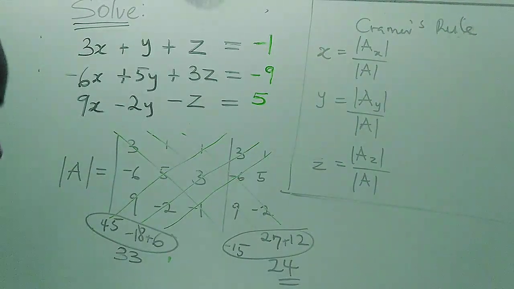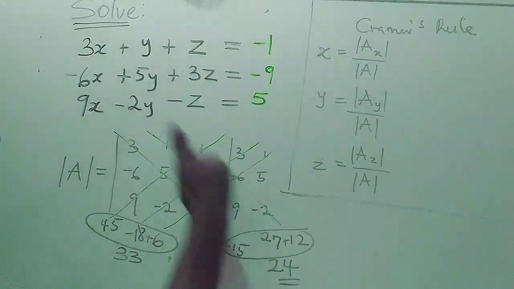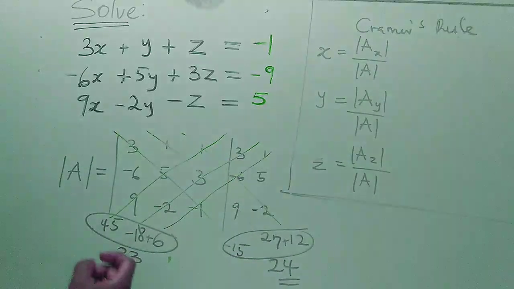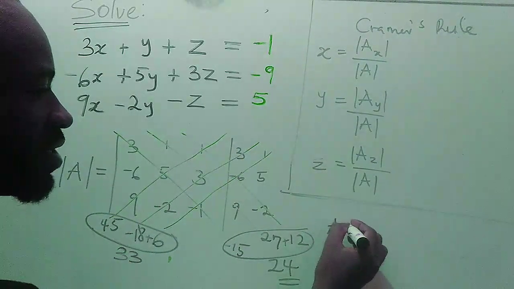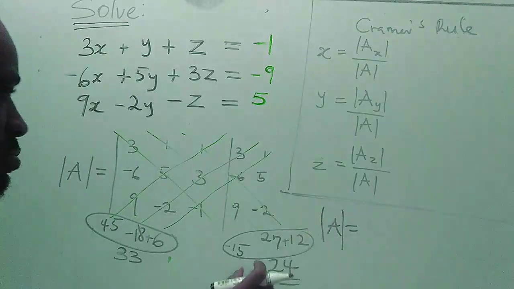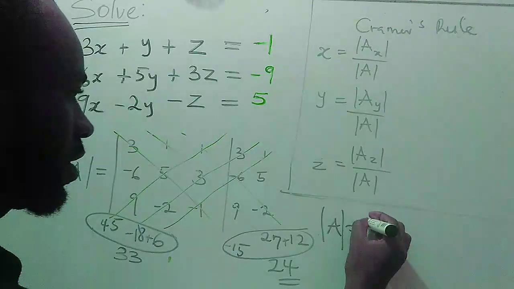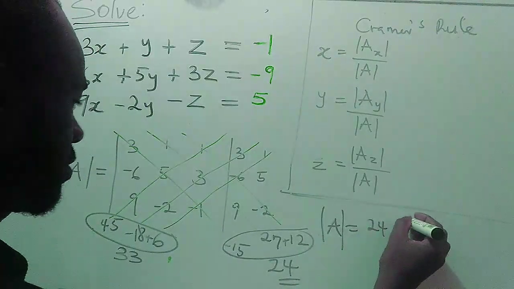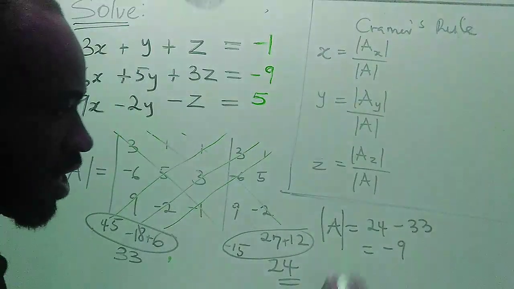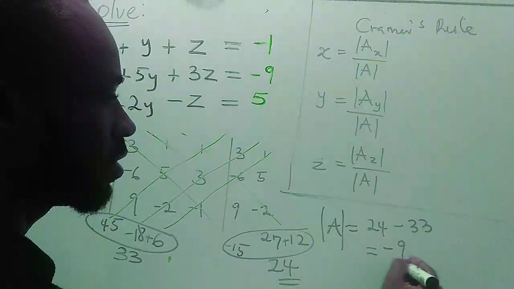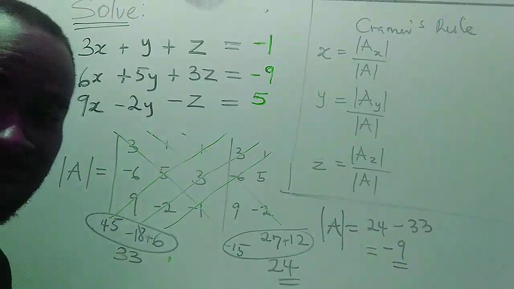Okay, now we have gotten the major diagonals. Remember that these are major diagonals, these are minor. We have done this before, so it shouldn't be an issue. So our determinant of A is major minus minor, and that is 24 minus 33. So our answer is minus 9. So that is my determinant of A. I've gotten my determinant of A as minus 9.